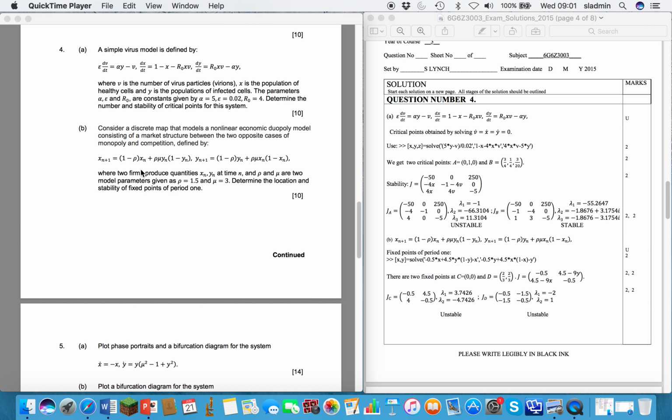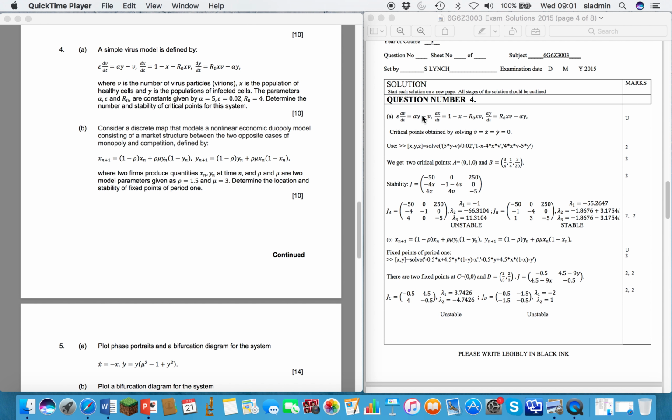For part B, we have a discrete system which models the nonlinear economic duopoly model. So we want to determine fixed points of period 1 and the stability of these fixed points.